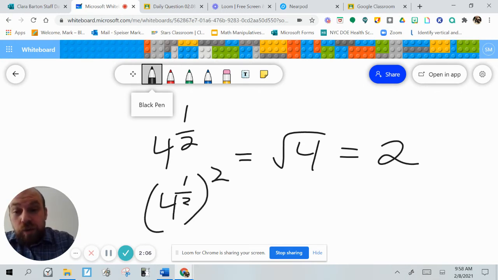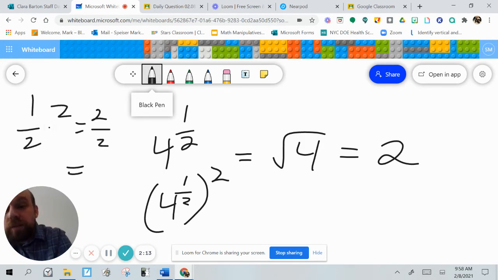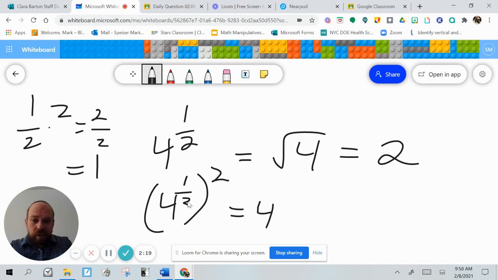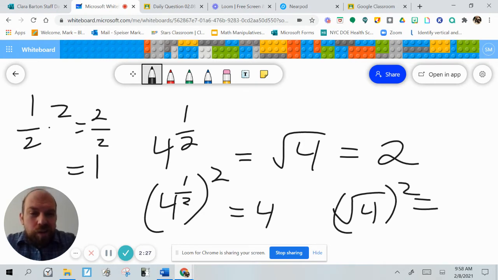Because 1/2 times 2 is 2 over 2, or 1. So if I square it, I get 4. So what number gives you back what you started when you square it? Well, that's a square root, because the square root of 4 squared is just 4. So that's what a 1/2 power is, and that's the reason we define it as such.